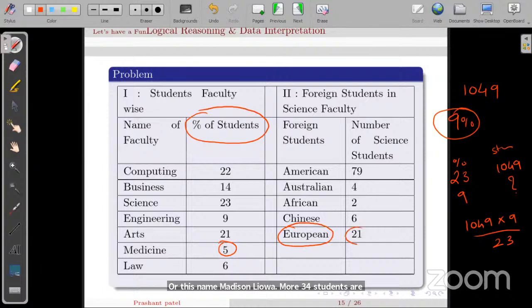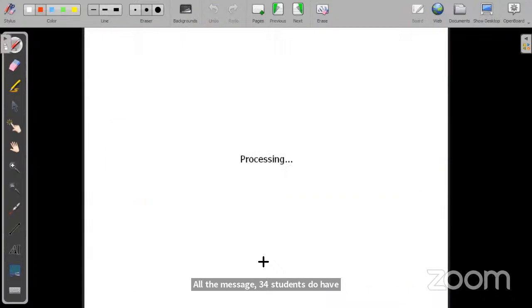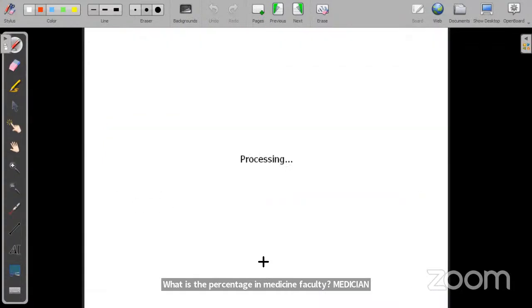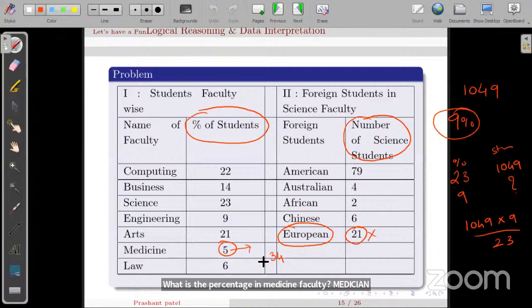यहाँ पे जो नंबर दिया हुआ है वो किसका है, साइंस स्टूडेंट्स का है. सो डोंट कंफ्यूज विद दिस, ये जो नंबर है वो साइंस स्टूडेंट्स पढ़ते हैं उसका है. हमारे पास 5% स्टूडेंट्स मेडिसिन में हैं, और उसमें से 34 स्टूडेंट्स यूरोपियन हैं. नाउ व्हाट इज द क्वेश्चन, मेडिसिन फैकल्टी में उनके परसेंटेज कितने होंगे, वो फाइंड करना.